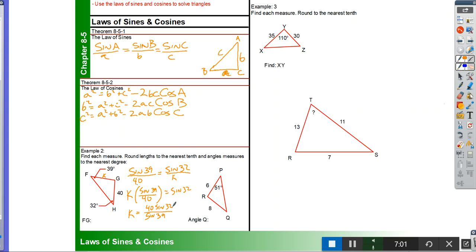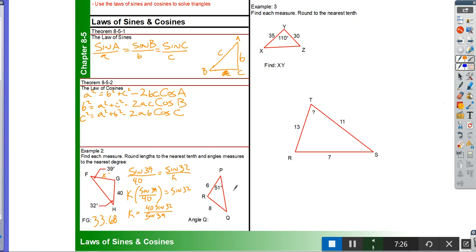So we have the sine of 32 times 40, and that gives me 21.19677. I'm going to divide that by the sine of 39, and so I get a side length of 32.68. Sorry, 33.68.